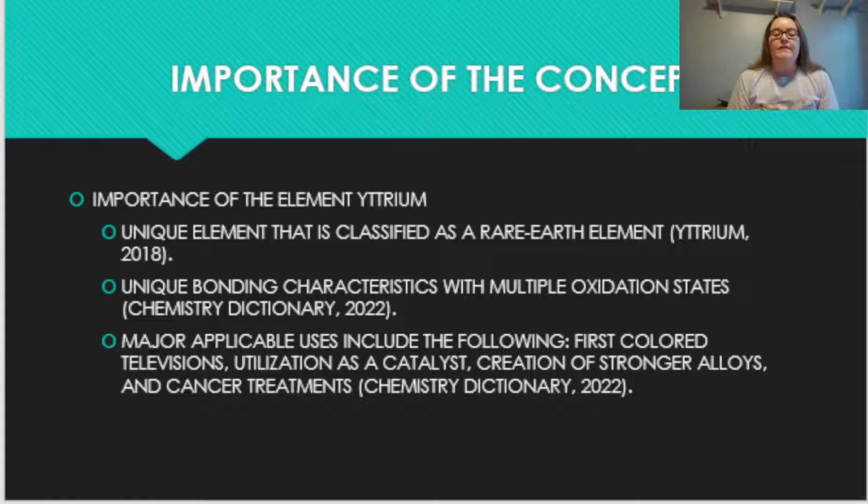And so the importance of this element is that it is a unique element and is classified as a rare earth element. It has unique bonding characteristics because it has multiple oxidation states. Again, it is located in the D block of the periodic table of the elements. And also, it has many applicable uses, such as the following. It was used to produce the first colored televisions. It can be utilized as a catalyst. It can be used to create stronger alloys and used in cancer treatments.